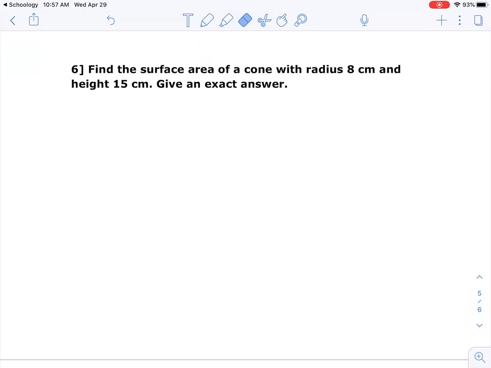Okay, next one. Find the surface area of the cone with radius 8 centimeters and height 15 centimeters. Give an exact answer. Okay, so the directions are there. Surface area, cone, T equals 1/2. Oops, I'm just accidentally doing pyramid. It's not 1/2 pyramid times slant height. It's pi RL plus pi R squared. Okay, so I need pi times, did I give you a radius? Yes, I did. Radius is 8.